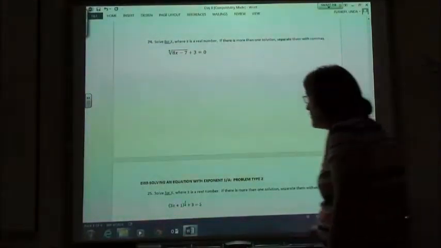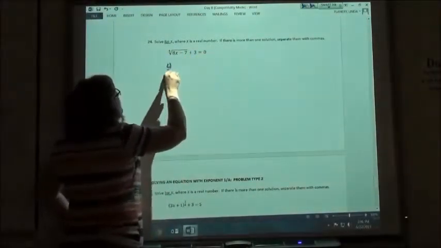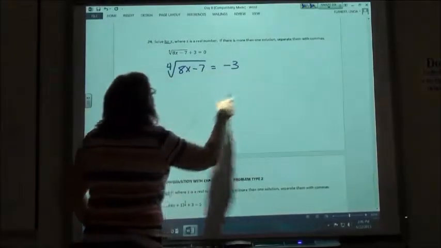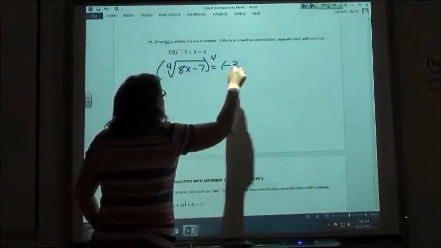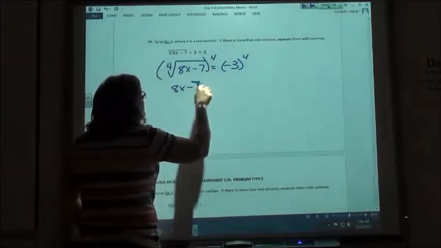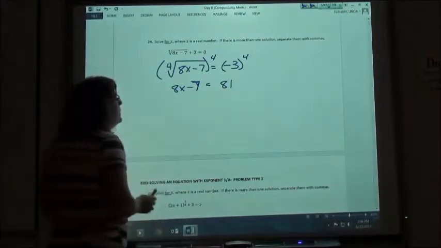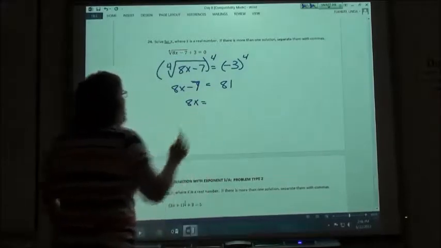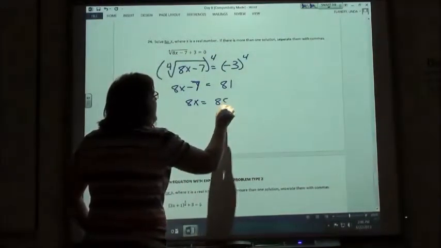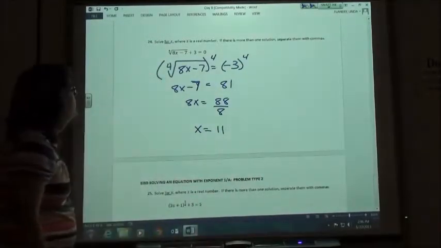And so number 24, same kind of thing. I need to move this over to the other side. So the fourth root of 8x minus 7 is going to equal a negative 3. I then have to take it to the fourth power. So 8x minus 7 equals negative 3 to the fourth, which would be positive 81. So 8x is going to equal, I'm going to have to add my 7, so that's going to give me 88, and divide by my 8, x equals 11.